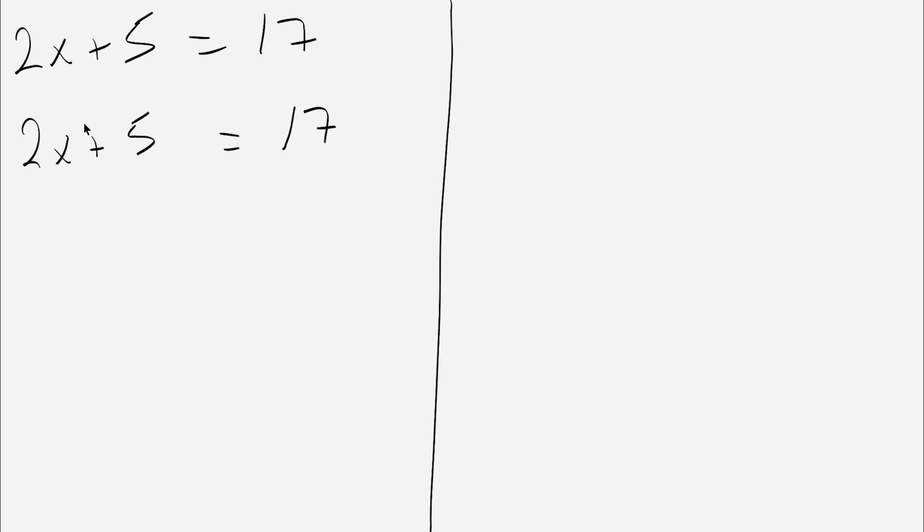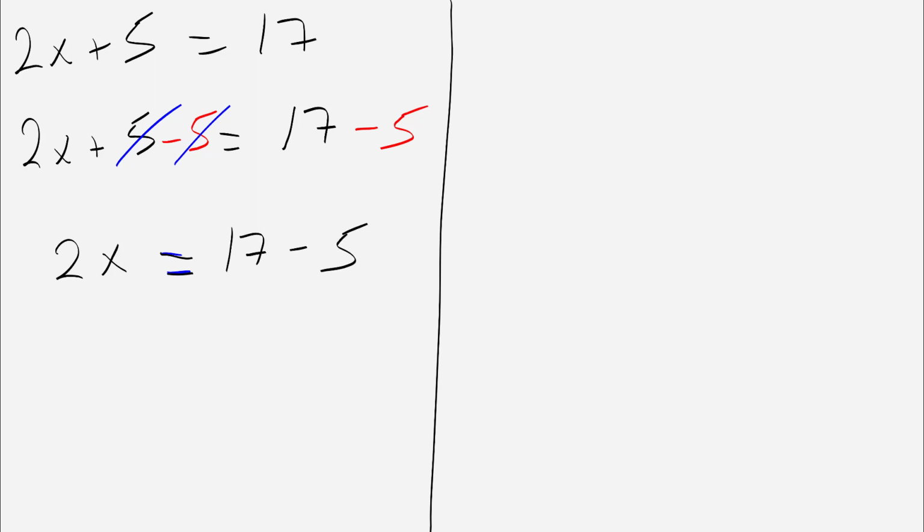Now we know that the next step is to subtract 5 from each side. So we're going to subtract 5 from the left-hand side, therefore also subtracting 5 from the right-hand side. So what would my next line be? My next line would be 2x. Now the plus 5 and the minus 5 would cancel each other out. And I'm going to say equals 17 minus 5. I'm not going to do the subtraction just yet, because I want you to look at the first line here and look at the third line here.